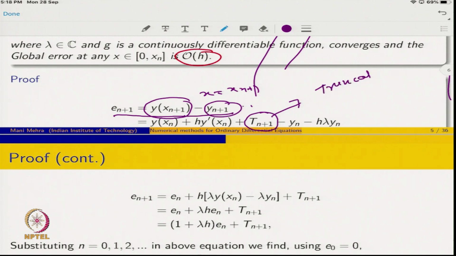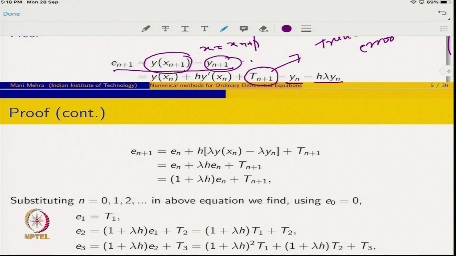I am denoting truncation error, minus yn minus h lambda yn. Then we do some specific calculation. y at xn minus yn, this and this term jointly, can be written as En, and then I substitute the value of y' at xn, which will be lambda h y at xn plus truncation error, and then I clubbed this term with this.